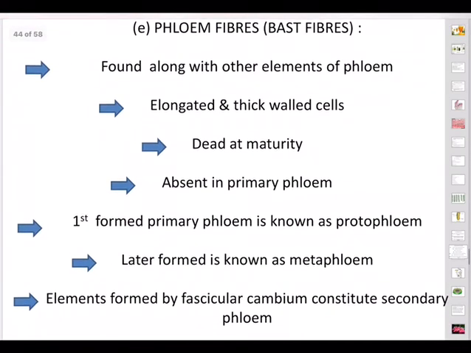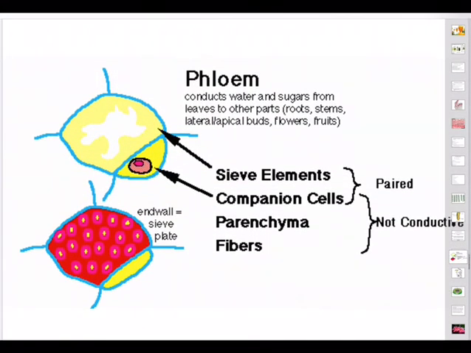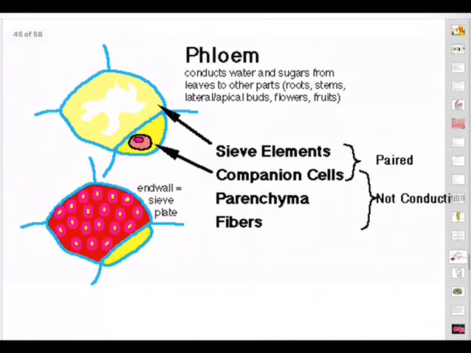So phloem fibers next, found along with other elements of phloem, elongated, thick, dead at maturity, and it is absent in primary phloem. There is no phloem fiber in primary phloem. So the first formed primary phloem is known as protophloem. Later formed, just now I said, is known as metaphloem. So elements formed by vascular cambium constitute secondary phloem. Look at this. This is how the phloem tissue looks. So sieve elements, companion cells, parenchyma, and fibers, end walls, perforations you can see. So a phloem tissue basically will be like this.